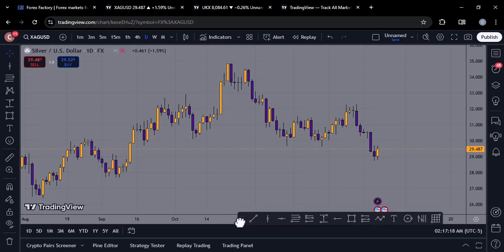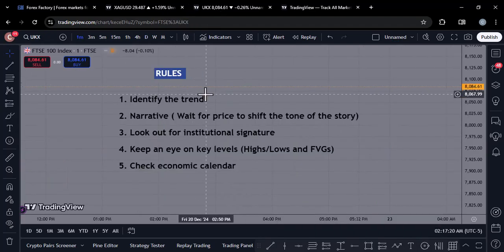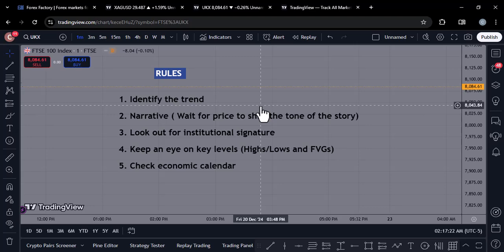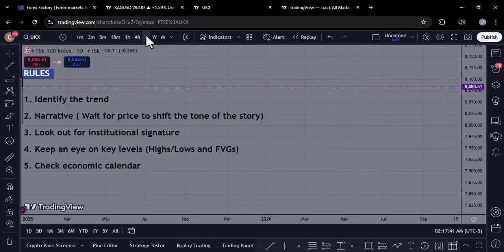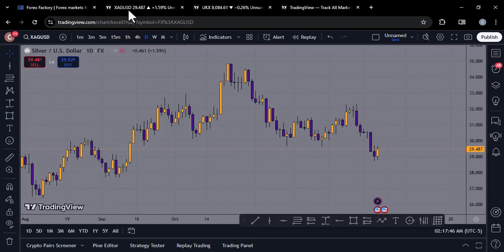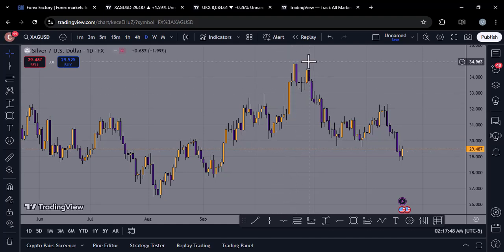Still on this, rule one: identify the trend. And how can you identify a trend? You identify a trend by looking at the higher time frame picture. We're talking about the weekly, the monthly, daily, and 4-hour chart. You have to look at these charts to see what's going on there. If I go to a daily chart now, from this point I'm seeing more like a bearish run, so somehow we are in a bearish scenario.